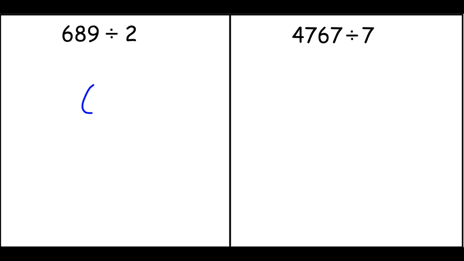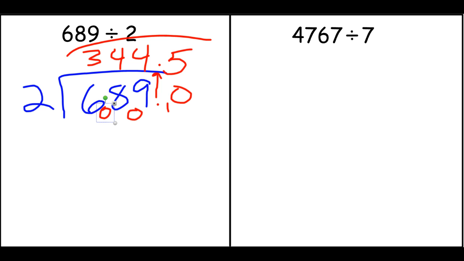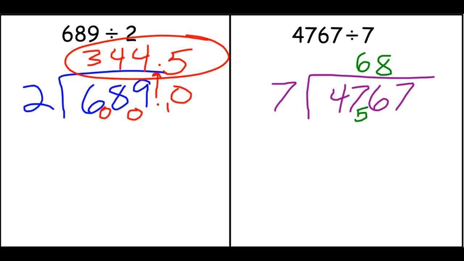So 689 divided by 2. 2 goes into 6 3 times with no remainder. Goes into 8 4 times with no remainder. Goes into 9 4 times with a remainder of 1. And goes into 10 5 times. So our quotient is 344 and 5 tenths. And then for the second one here, 4,767 divided by 7. 7 goes into 47 6 times with a remainder of 5. Goes into 56 8 times with no remainder, and then goes into 7 once. So our quotient is 681.